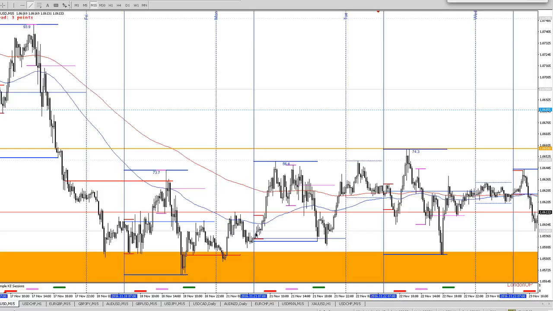So price rallies up, beautiful. This is my setup. Takes out previous highs. I'm in. And then it rallies down. It takes out these stops here, which is created during the day.